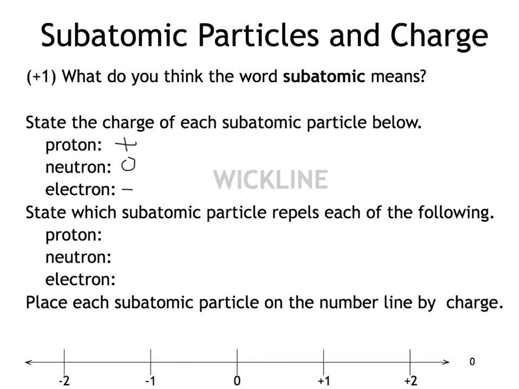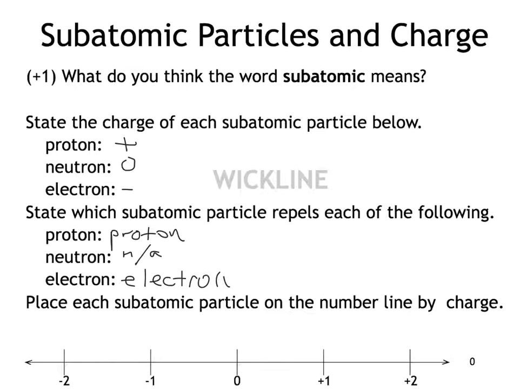An electron, most of us are already aware, has a negative charge. So if I'm thinking about which subatomic particle might repel each of the following, I need to be thinking about charges, and I need to be thinking about the fact that opposite charges attract, and the same charge would repel. So if I want to repel a proton, I'm going to need to use another proton. If I want to repel an electron, guess what? I need to use an electron to repel it. But if I want to repel a neutron, that's a trick question. I can't repel a neutron.